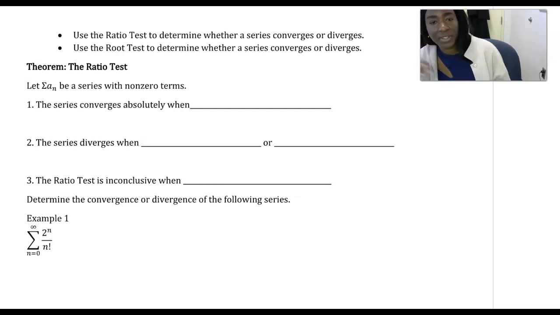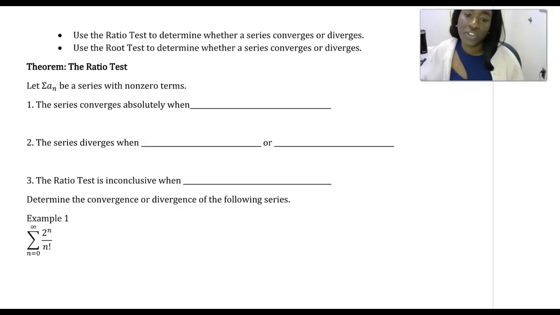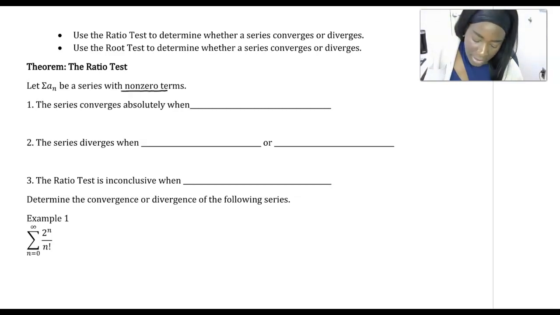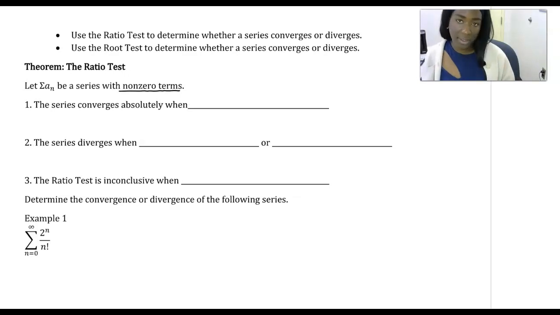In this video, we are going to look at using both the root test and the ratio test to determine whether or not a series converges. And we're going to start with the ratio test. To start off with the ratio test, you first have to be working with a series that has non-zero terms. So you have to make sure that none of the terms in your series could possibly be zero.